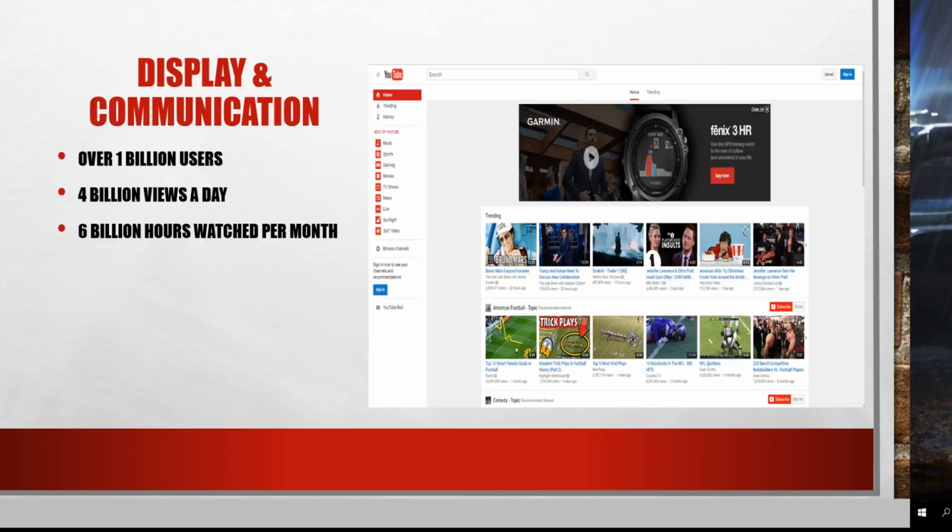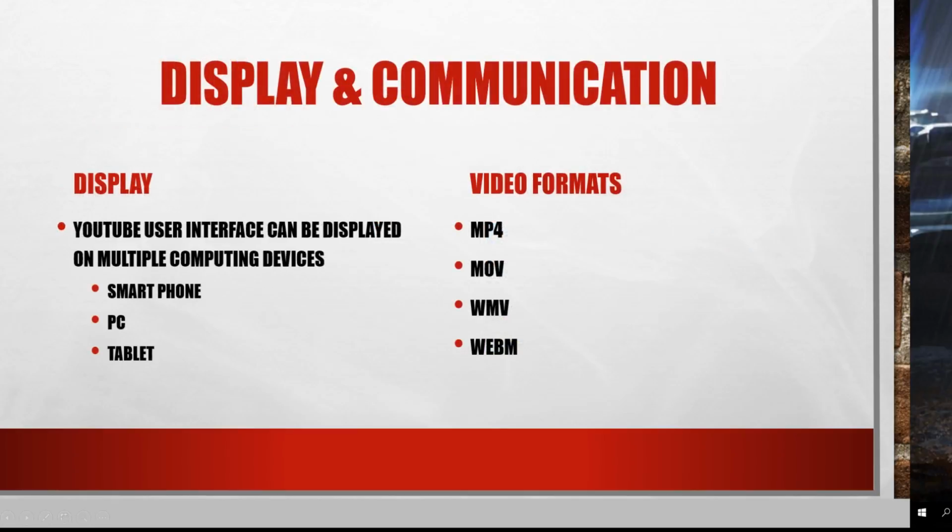YouTube has over 1 billion users that visit the website daily, with over 4 billion views a day and 6 billion hours of watched video content per month. I mean, these are very staggering and powerful numbers. YouTube, I believe, has those numbers because of how its website functions and the layout of its display, its user interface.